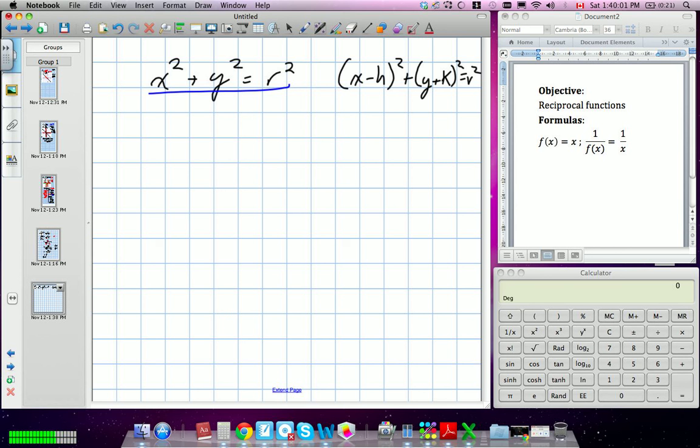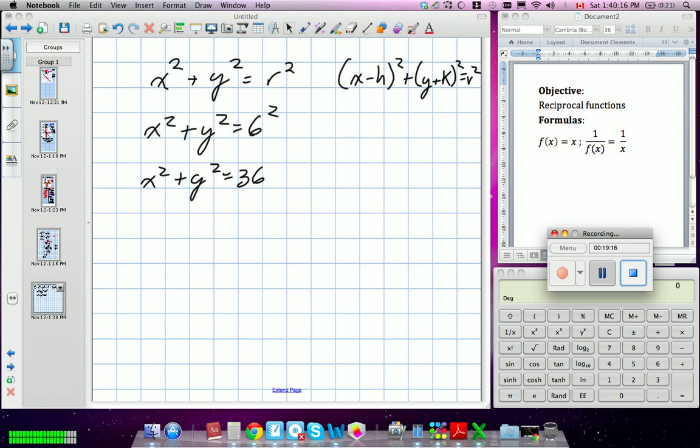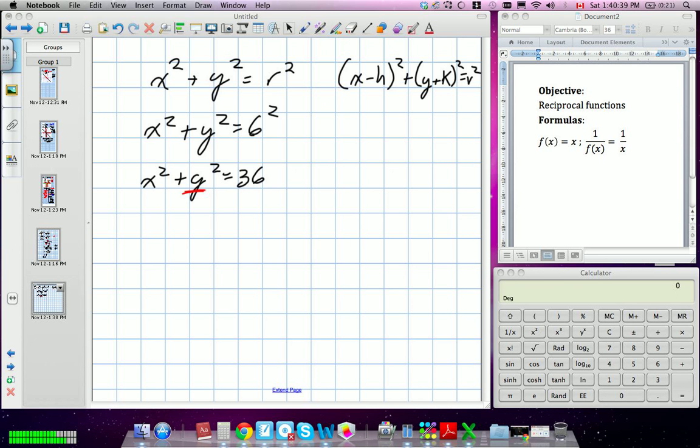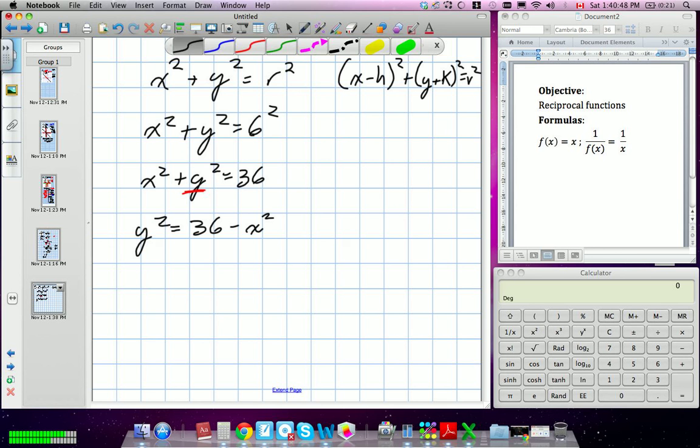What's the radius of this circle? 6. So we would plug 6 in, and we have x squared plus y squared is equal to 6 squared, which is x squared plus y squared is equal to 36. Okay? So we need to set this equal to y. So we're going to move x squared to the other side. So we're left with y squared is equal to 36 minus x squared. And then in order to get this as just y, we need to square root both sides. So we're going to get y is equal to 6 minus x. We're able to find the square roots of both of those, right? Oh, what's funny is that gives us a linear equation.